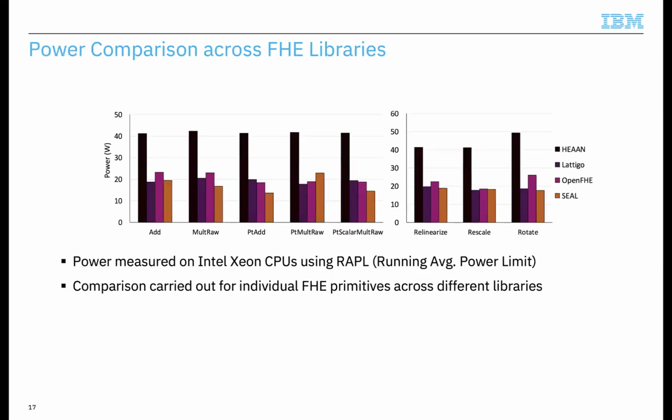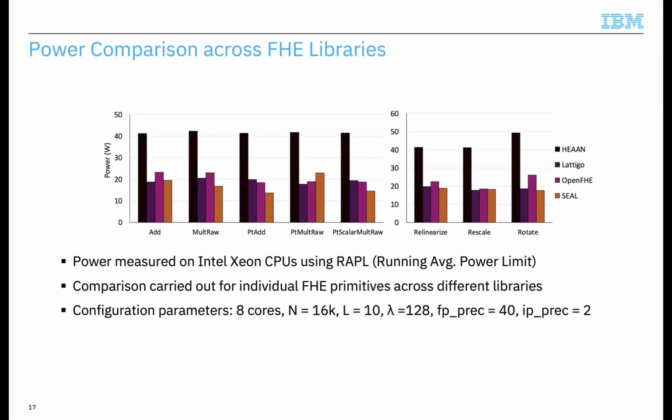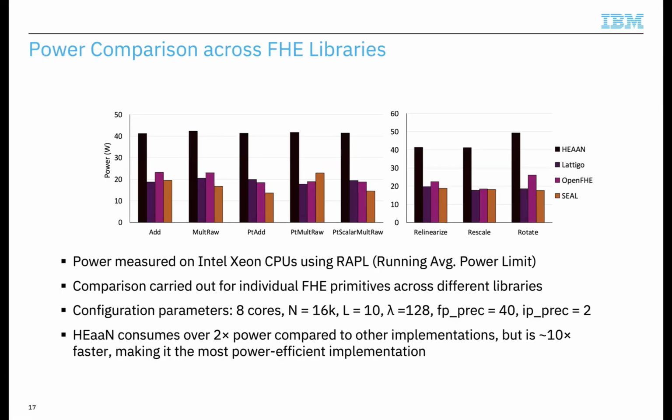In terms of power, these are some of the power numbers. One can look at these slides later on, but the conclusion here is, out of all of the libraries, HEaaN was the one that performed the best, but it also consumed the most power. So it consumes 2x more power compared to other implementations, but is 10x faster. So about 5x improvement in energy efficiency on a real system compared to the other libraries.